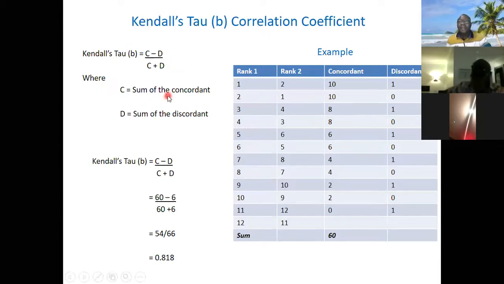There are 3 types of this Kendall. But the one that is being used mostly, and most software gives, is type B, Kendall type B. There's type A, there's type C, but this is the one that is being used. So what this one means is C minus D, where C means concordant and D means discordant. C, concordant, minus discordant, over concordant plus discordant. It looks like the formula for McNemar.